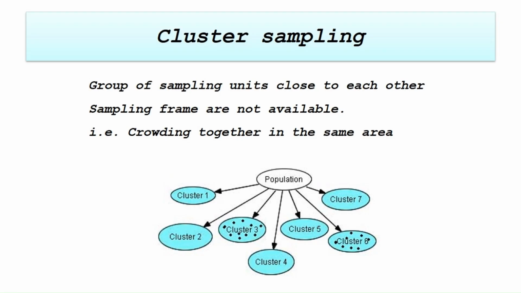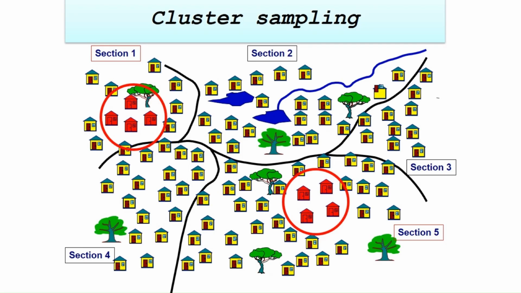Cluster sampling: a group of sampling units close to each other. Sampling frames are not available, crowding together in the same area. First we divide our population into geographical areas, like cluster-wise. We have 7 clusters, then randomly select 2 clusters, and then select our participants from these 2 clusters.